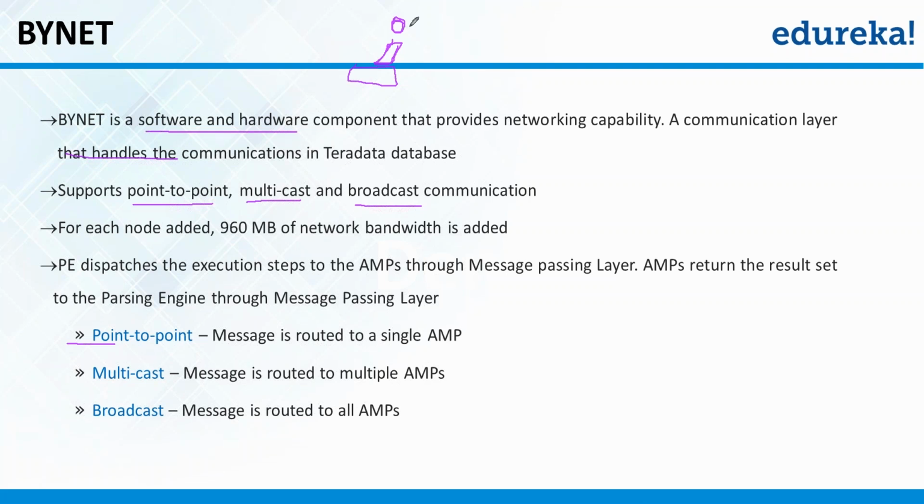So then it becomes a multicast. I have multiple messages to be delivered. And in a broadcast, I will simply deliver it to everyone because everyone needs to know it. So a software module of the BYNET decides which protocol to invoke for a particular data packet. Point to point, as I have written here, is to a single AMP, multicast is to multiple AMPs, and broadcast is to all the AMPs.